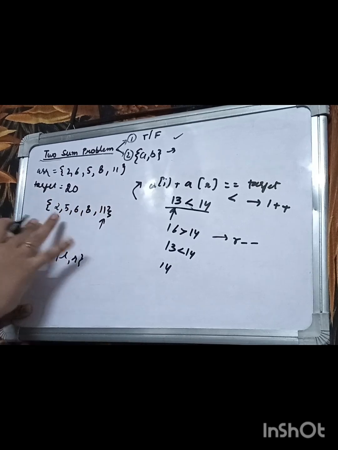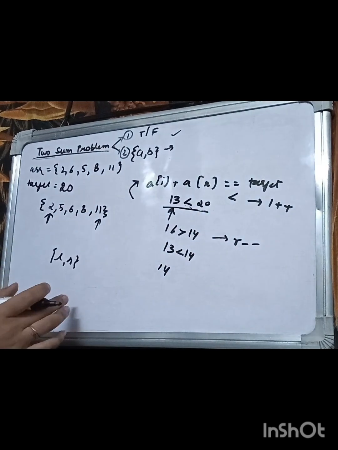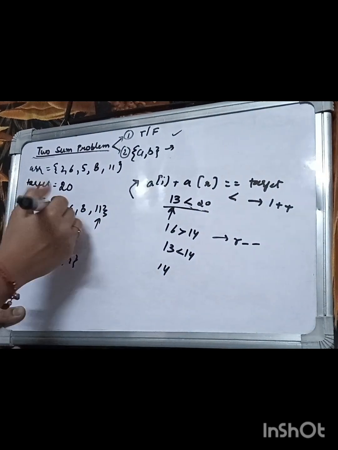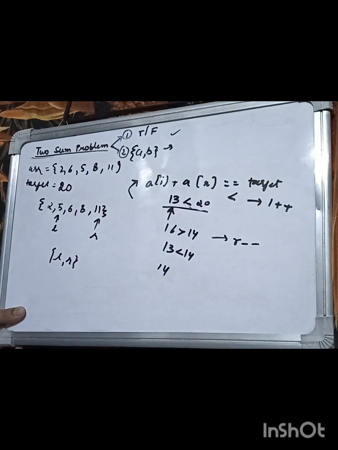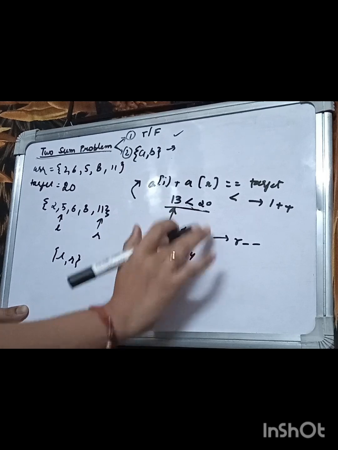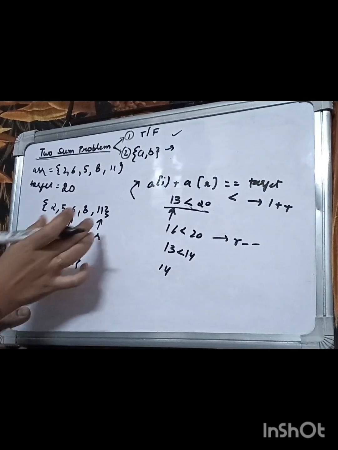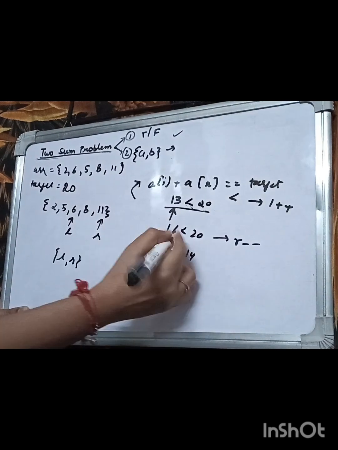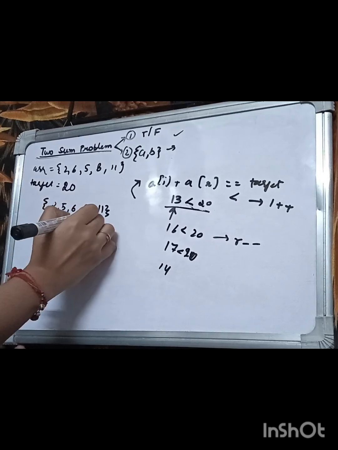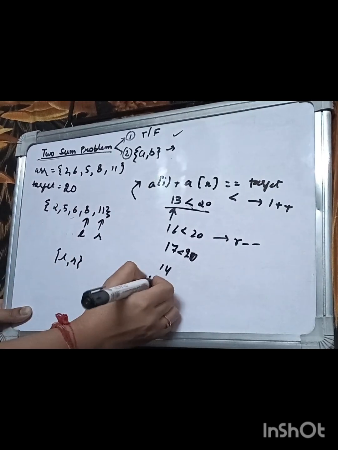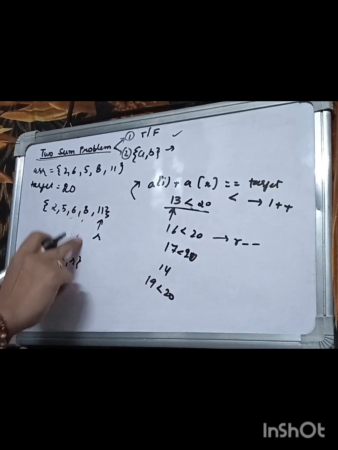Now my target is 20. It is greater, so I have to increase my sum. I will do L plus plus. Now here I am getting 5 plus 11, which is 16. 20 is even bigger, so I have to increment L. Here it is 17. Now 17 is also less than my target. I have to again increment L. Now this gives me 19. 19 is also less, so I will do L plus plus.